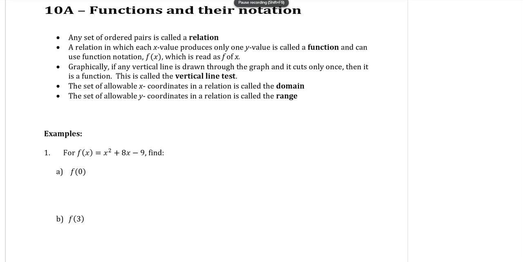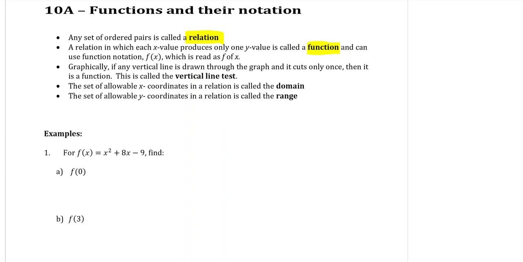Hello, Year 10. Today we are starting a new topic on functions, polynomials, and other graphs. Today's lesson is about functions specifically and their notation. So any set of ordered pairs that we can use to plot on a graph is called a relation. A relation in which each x value produces only one y value is called a function.